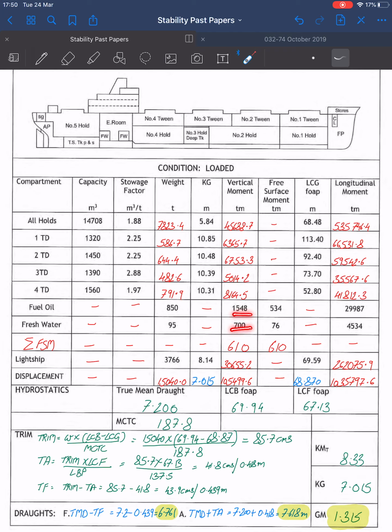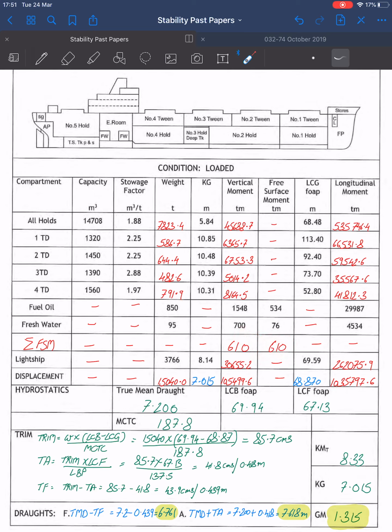So when we see further, we see that the vertical moments for fuel oil and fresh water are already given. Now since these are liquids and they are filled in incomplete tanks, so they are partially full tanks, that means that there will be free surface moments associated with them. So we can see that in fuel oil, the free surface moment associated is 534 tons meter, and for fresh water the free surface moment associated is 76 tons meter. We calculate these free surface moments and we put them in this column of vertical moments. We have to add this in vertical moments.